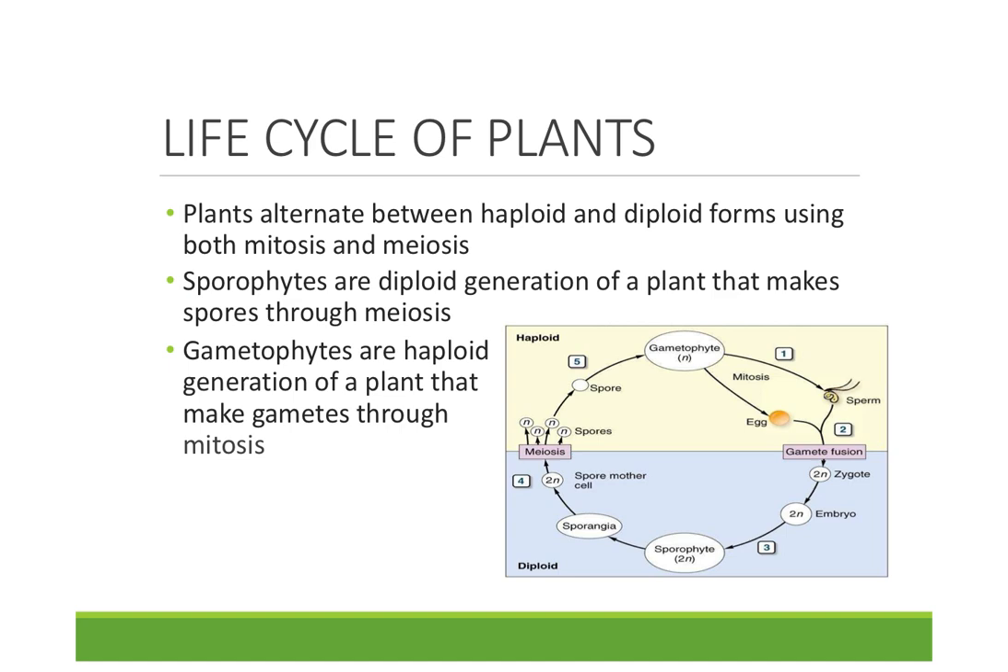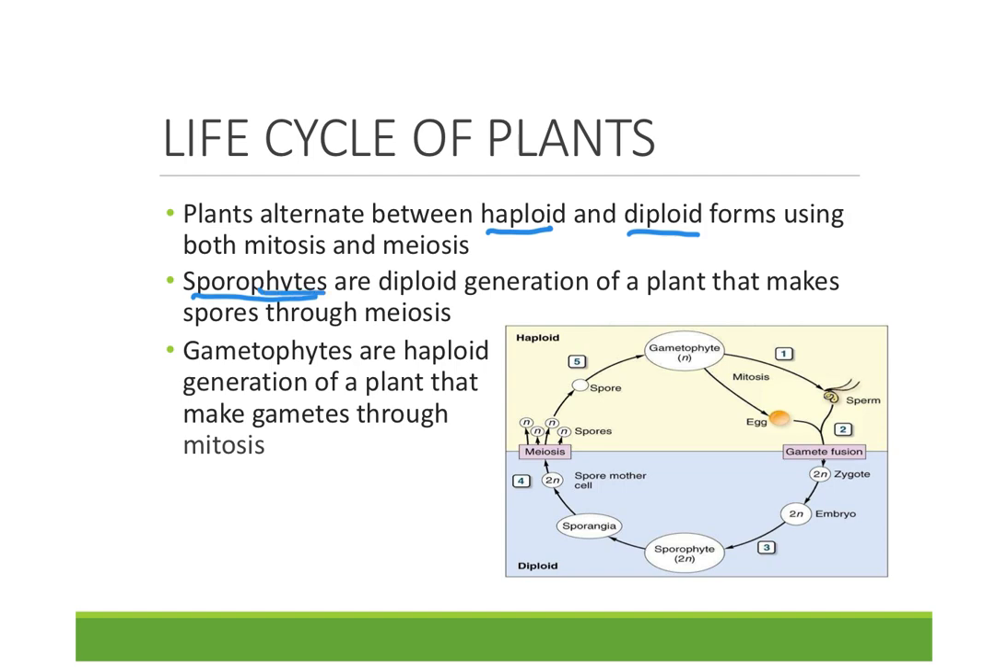Plants have an interesting life cycle, and we'll spend more time on these individually, but I just want to talk about it in general. Plants do what's called alternation of generations. They alternate between haploid and diploid forms. So all the cells in a plant structure are either haploid or all the cells are diploid. That's what we mean by a haploid or diploid form. And they use both mitosis and meiosis to produce these haploid and diploid generations.